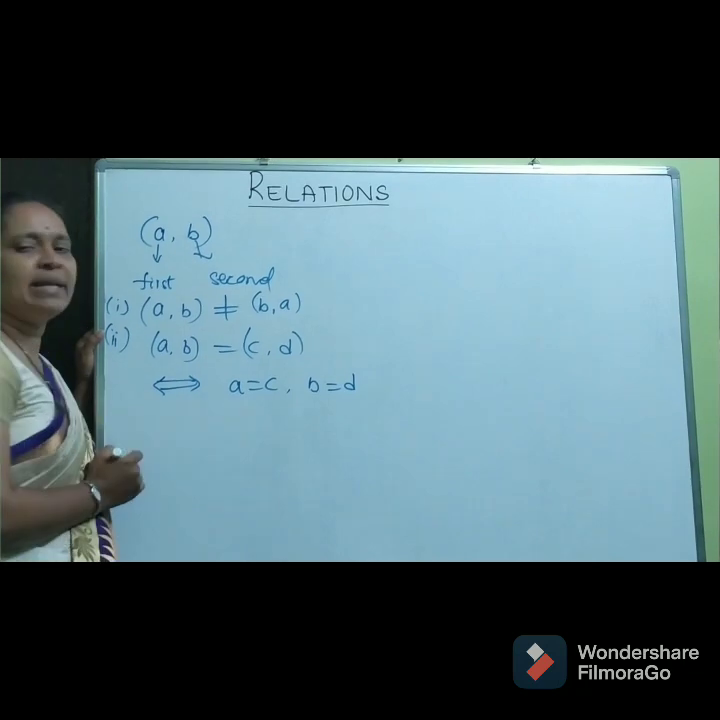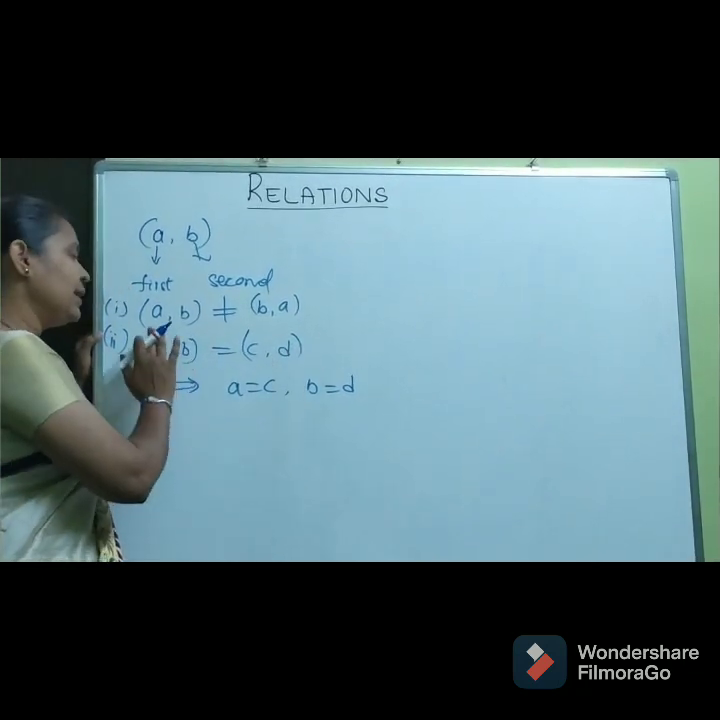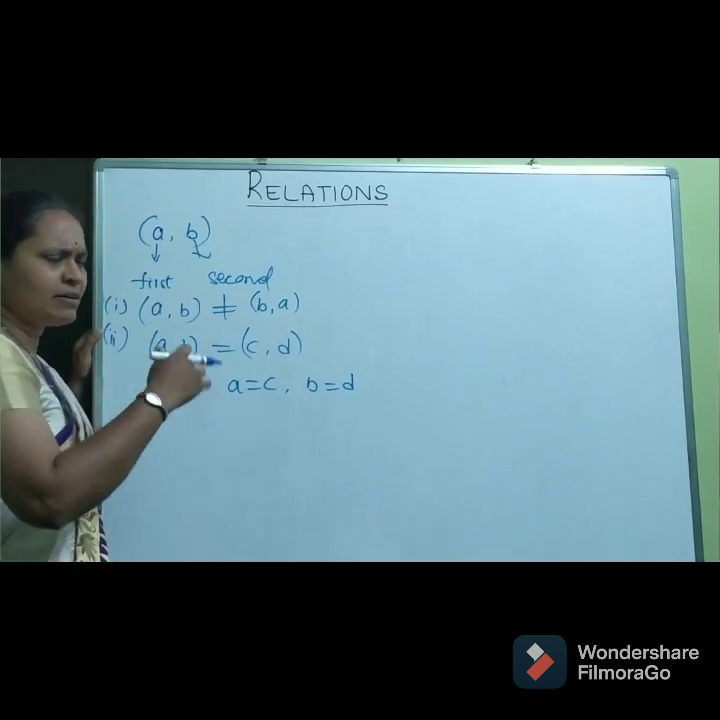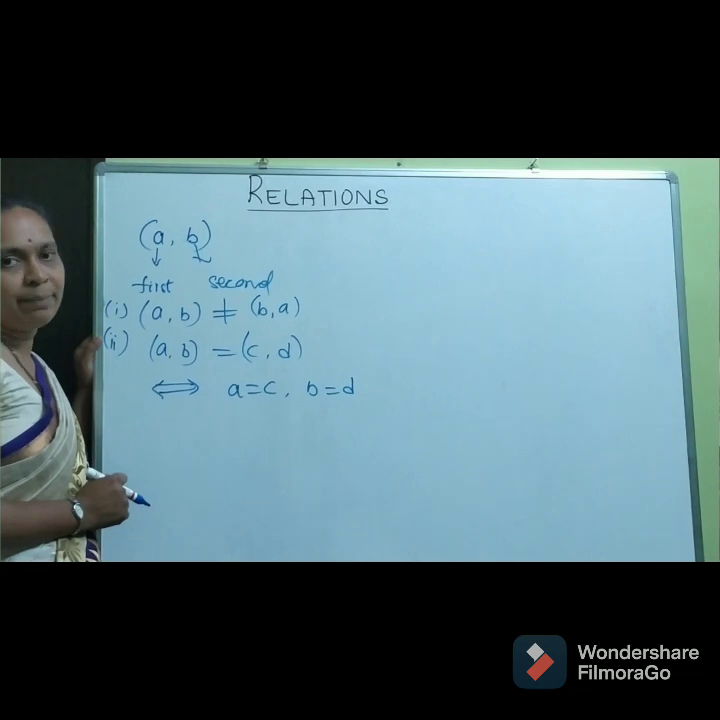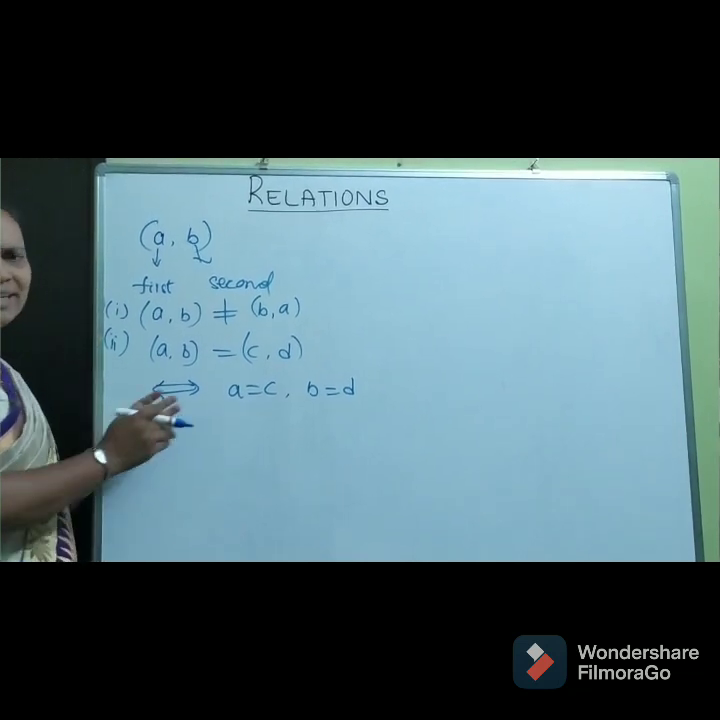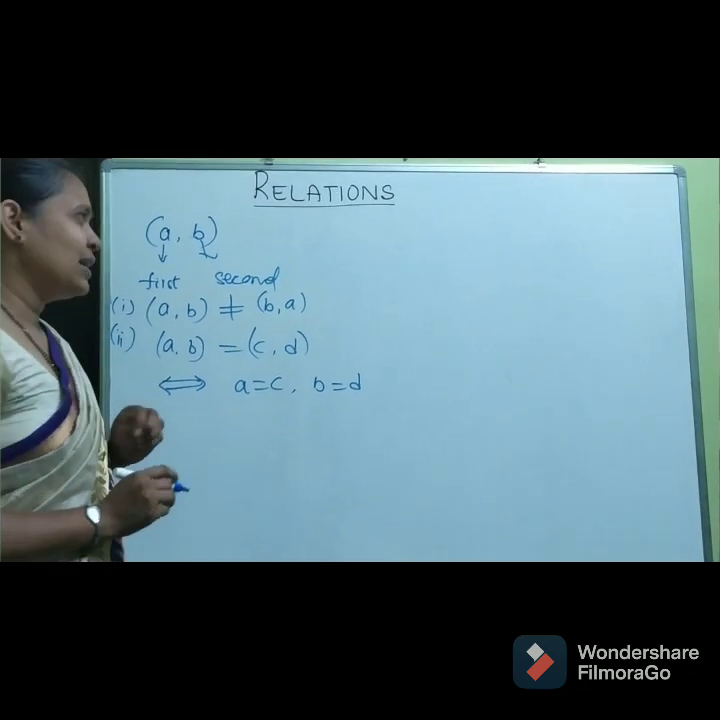This is implies and implied by. If a is equal to c, b is equal to d, you can write (a, b) is equal to (c, d). Reverse: (a, b) is equal to (c, d) means you can write a is equal to c and b is equal to d. Next I move to Cartesian product of sets.